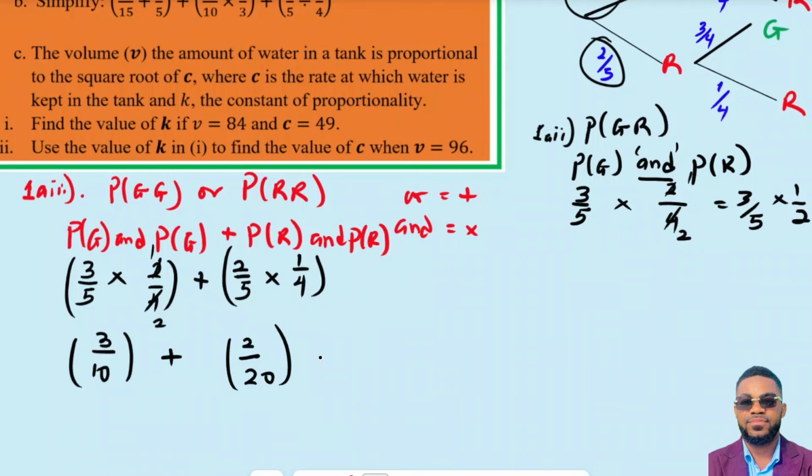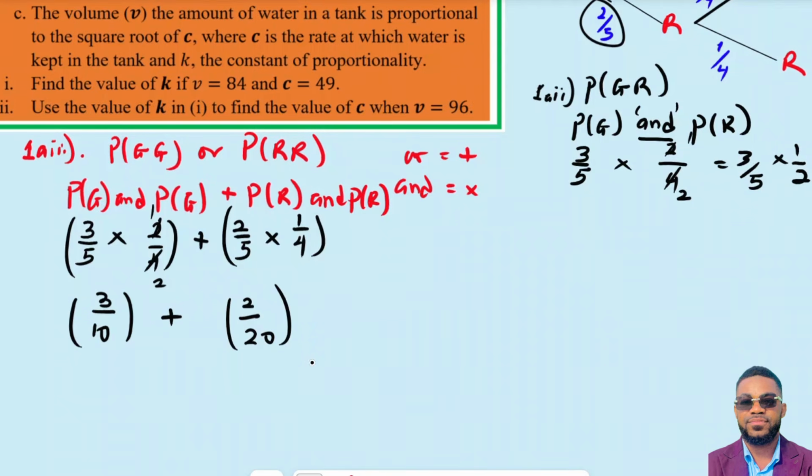So what do we do? We are adding these two fractions, so we just have to find the LCM. The LCM for 10 and 20 is going to be 20. So let me just work that one here. So the LCM is 20. 10 goes into 20, 2 times. 2 times 3 is going to be 6. 20 goes into 20 1 time. 1 times 2 is going to be 2.